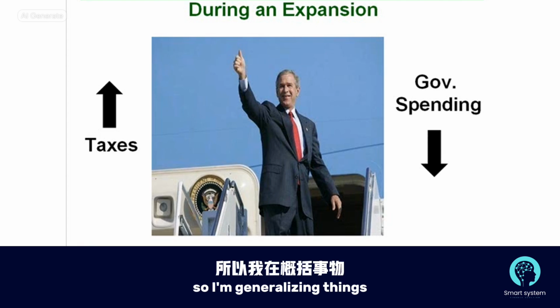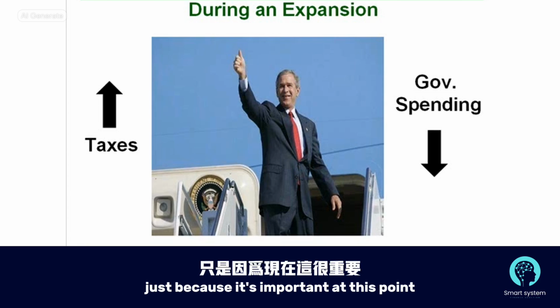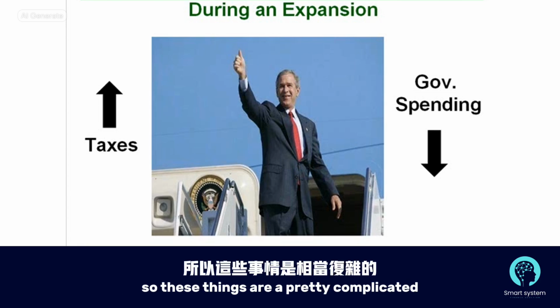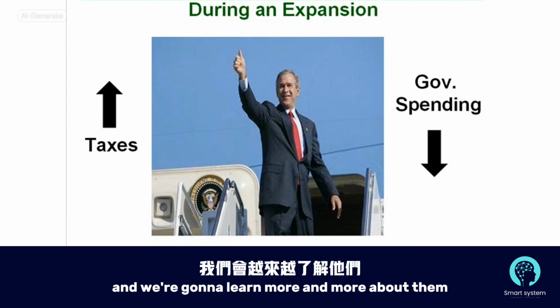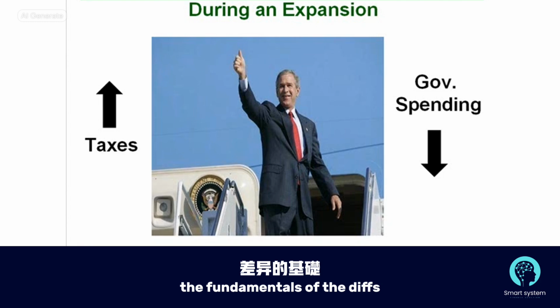So I'm generalizing and making things much simpler than they actually are, just because it's important at this point that we have a basic understanding. These things are pretty complicated, and we're going to learn more and more about them as we go further into the fundamentals.